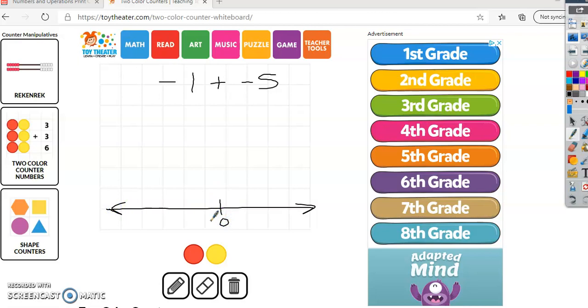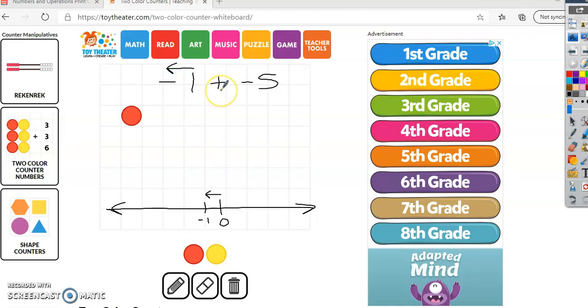So, tell me where I start. -1. So which color is -1? Red, right? How many do I need? Only 1. So let's start our number line here. Negative 1. So I went backwards 1. Okay? So I started to the left on the number line.